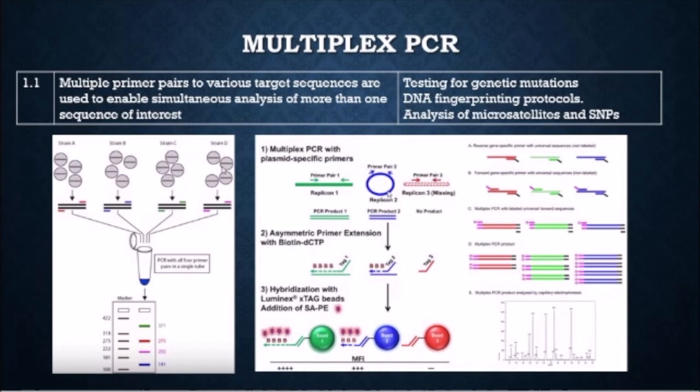Different kinds of PCR. In the multiplex PCR, several primer pairs to various target sequences are used to enable simultaneous analysis of one or more sequences of interest. This is useful for testing genetic mutations, DNA fingerprinting protocols, analysis of microsatellites, and SNPs.